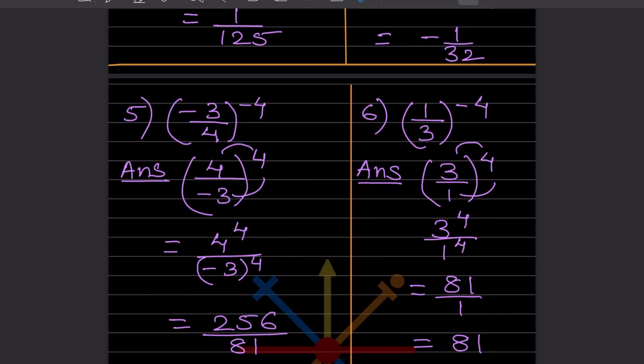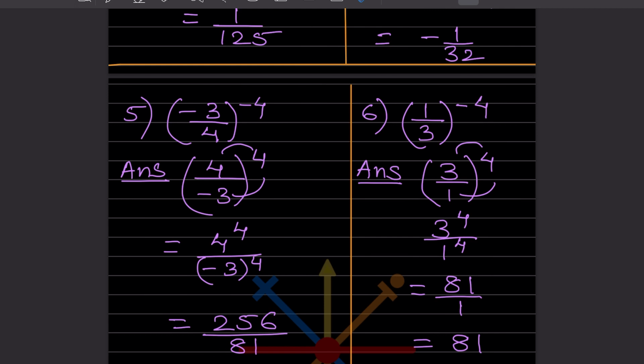Now here again, you don't have to worry about this negative sign, but this you have to make positive. Since you have to make this positive, what will you do? You are going to take the reciprocal. This will go here and 4 is here, and minus 3 goes along with the sign and this becomes positive. So here, again, I wrote this into this. And now you don't have to worry about this one. 4 is an even number.